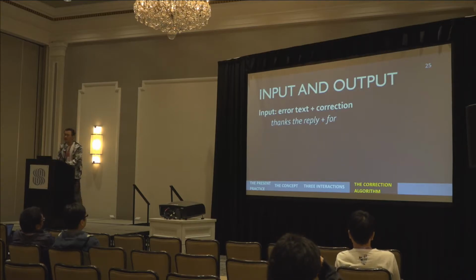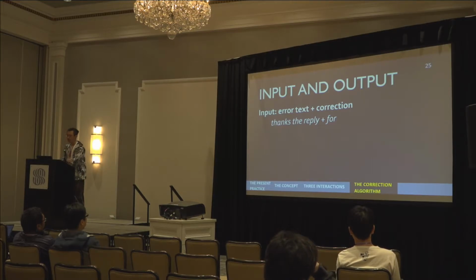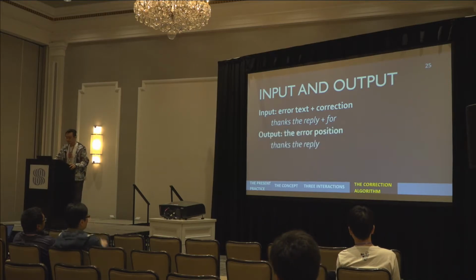Let's define the input and output of the algorithm. The input will be the error text and also the user-typed correction text. In the example here, it is "thanks the reply," and the user typed "for" to correct the phrase. The output will be the error position, telling you where to correct the error. In this example, it will tell you it is between "thanks" and "the."